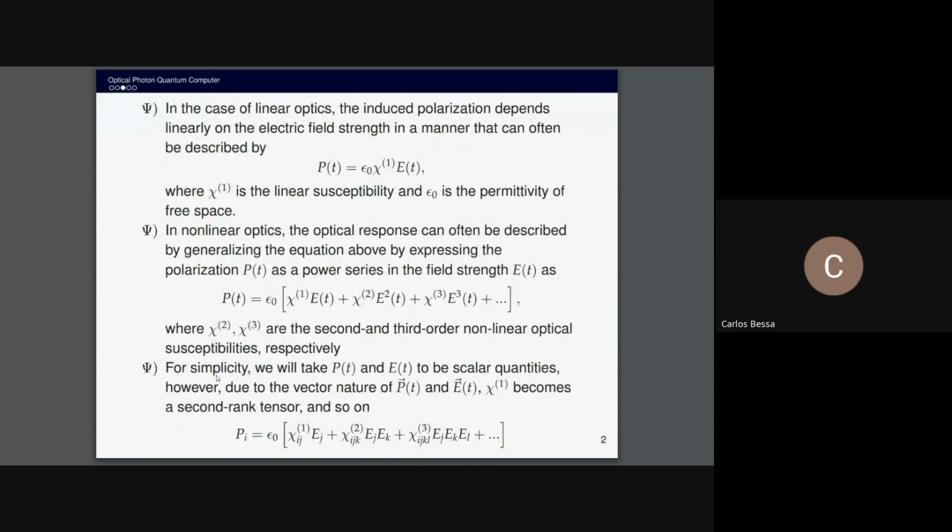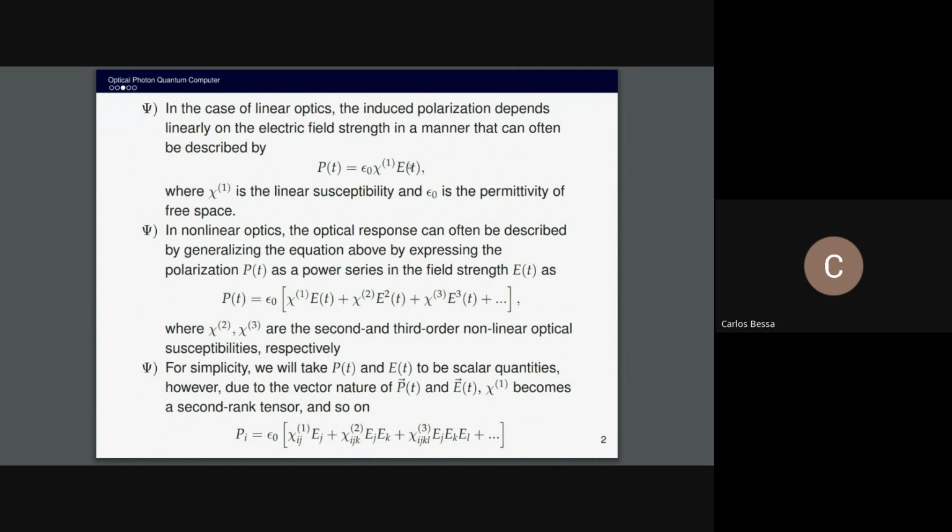So, in the case of linear optics, the induced polarization depends linearly on the electric field strength in a manner that can often be described in this way. P can be described in terms of epsilon zero, which is the permittivity of free space, and this letter here is chi with the index one. I will always call it chi one. It is the linear part, the linear susceptibility. And this is my field, in this case the electric field.